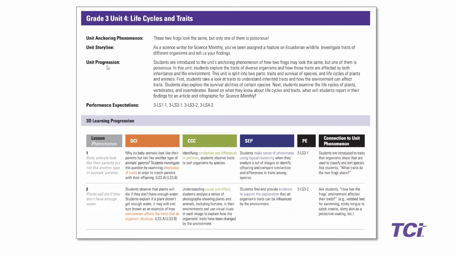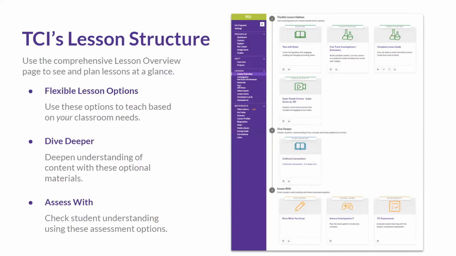And then we're going to make sure that you have all of the performance expectations, which are like the standards that you're teaching with your students, as well as the disciplinary core ideas, the cross-cutting concepts, and the science and engineering practices. So all of the 3 dimensions that Next Gen wants to make sure is being covered in instruction is taken care of, and you have access to all of these standards based on the unit as well as on specific lessons. So how is that structured inside TCI?